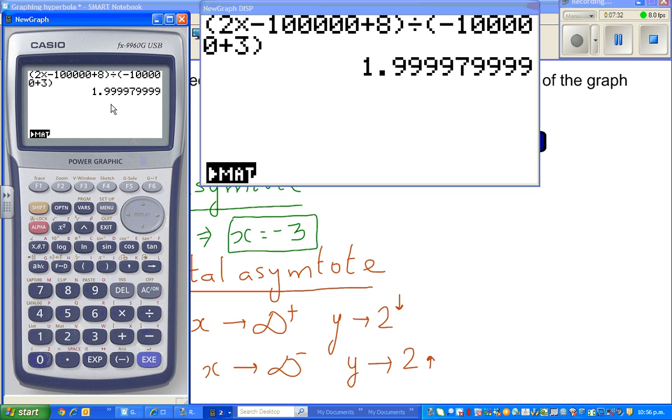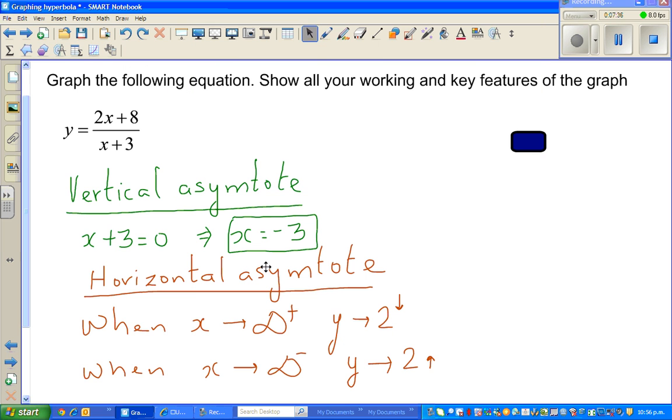It's approaching 2 from below, or from under. So this is how I have written when x is approaching negative infinity. In other words, it's approaching 2. That means it will never become 2. So this implies our horizontal asymptote is y is equal to 2.